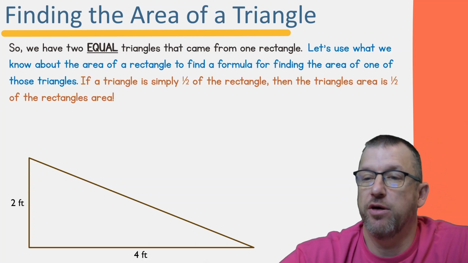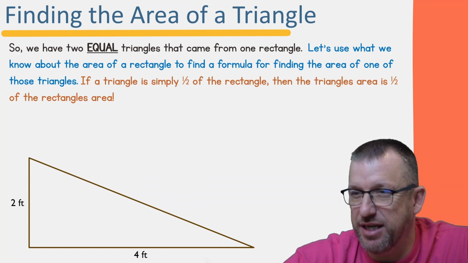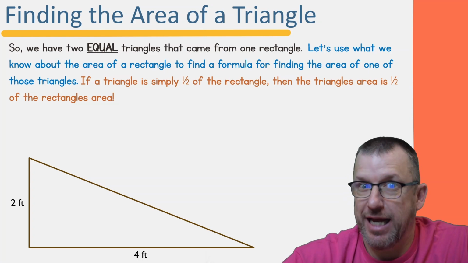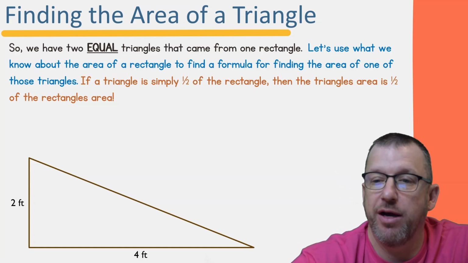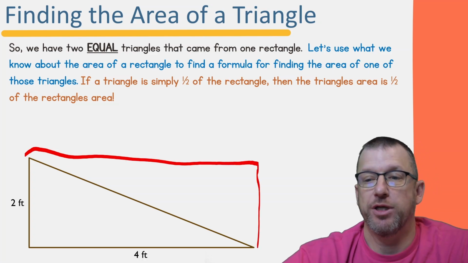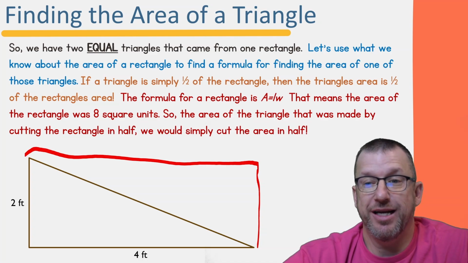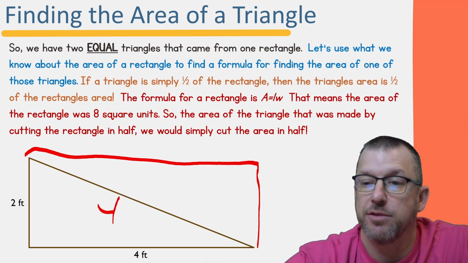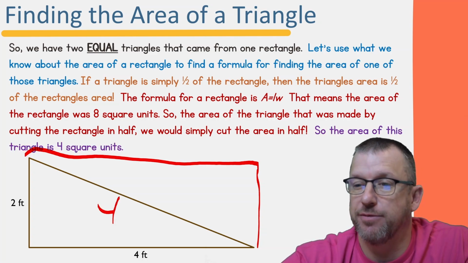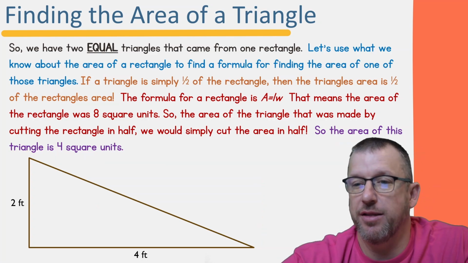Okay. So if a triangle is simply 1/2 of the rectangle, then doesn't it make sense just to say the triangle's area is exactly 1/2 of the rectangle's area? So again, if our rectangle was 2 by 4, we would have said 2 times 4 is 8. So the formula for a rectangle is length times width. That means the area of the rectangle was 8. So let's just cut that in half. What's the area of the triangle? Well, it's 4 because it's half of the area of that full rectangle. We just cut it in half. Okay? So it's pretty simple when you think about it that way.